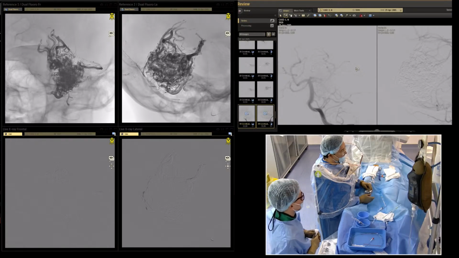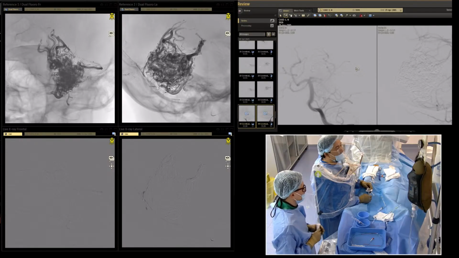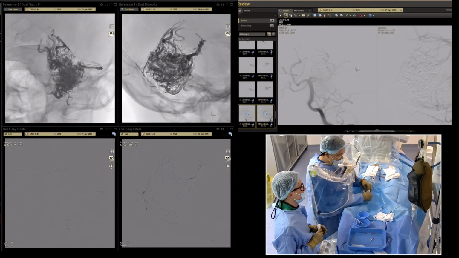There is another connection with the dural territory. Now the reflux is as much as possible.